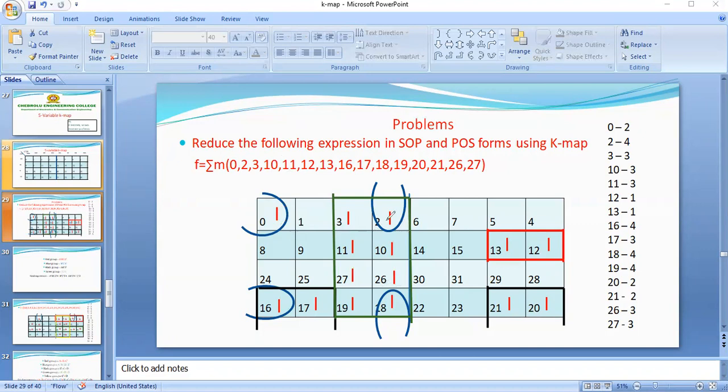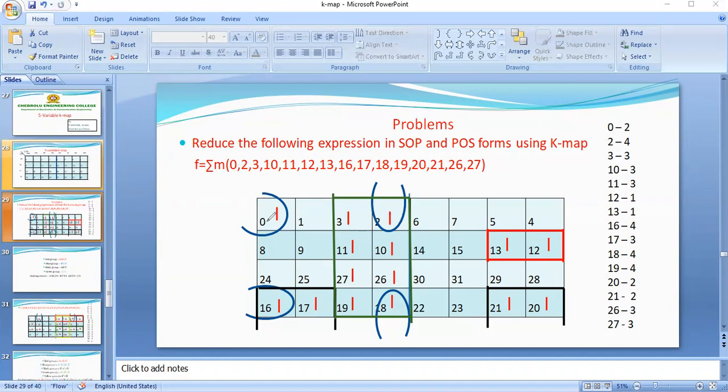After that, what we have to do? Write the number of adjacencies for each minterm. See here, at the right side, I'm writing the number of adjacencies for the given minterms. See here, the first minterm is 0. What is the number of adjacencies for this minterm?